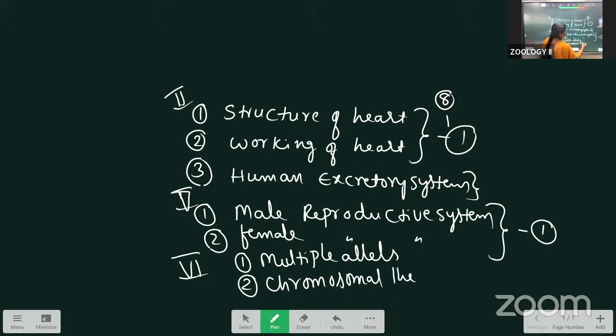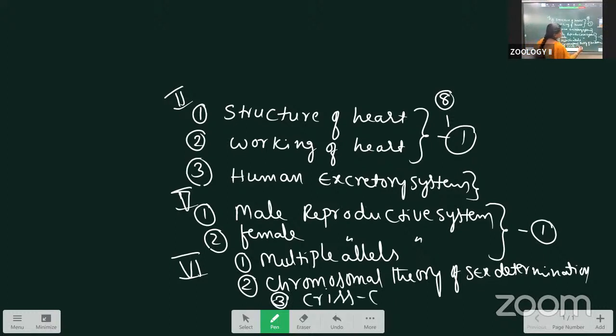Chromosomal theory of sex determination. Third, today we are going to discuss that. That is called crisscross inheritance. Crisscross inheritance. From these 3, one will come compulsorily, 100%.